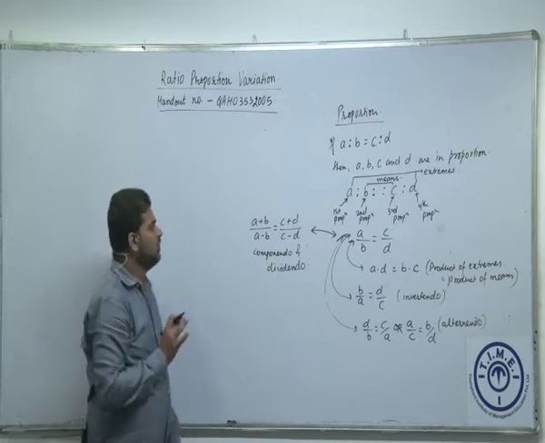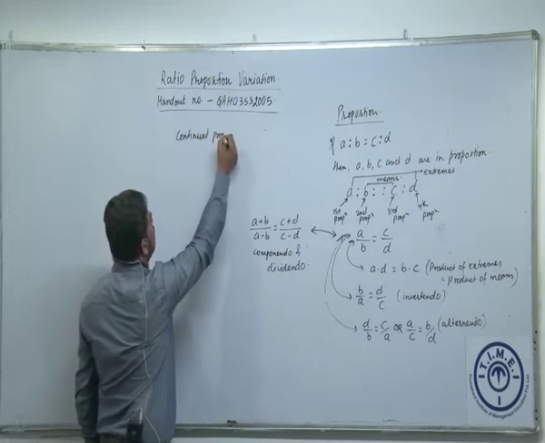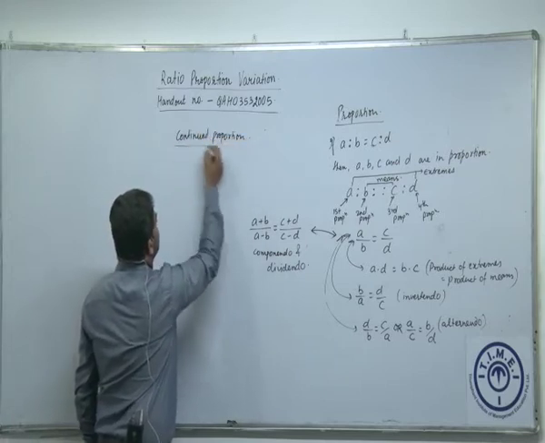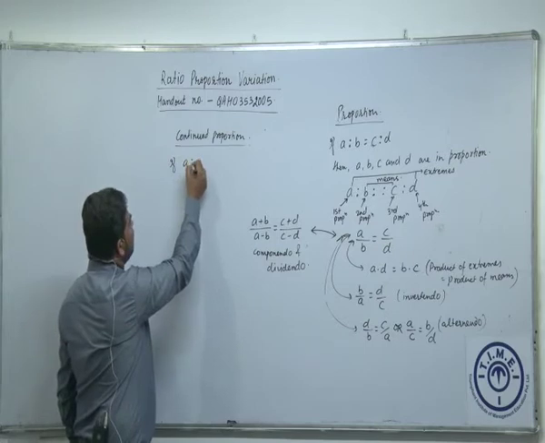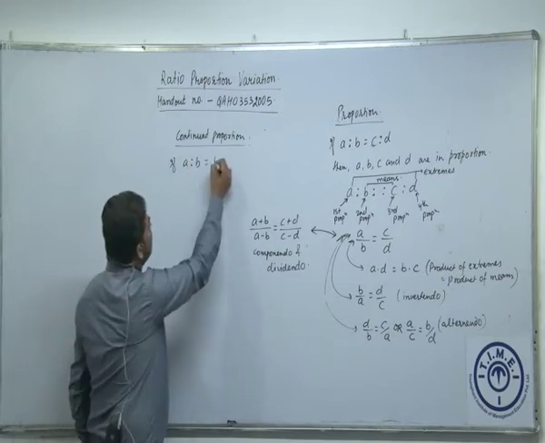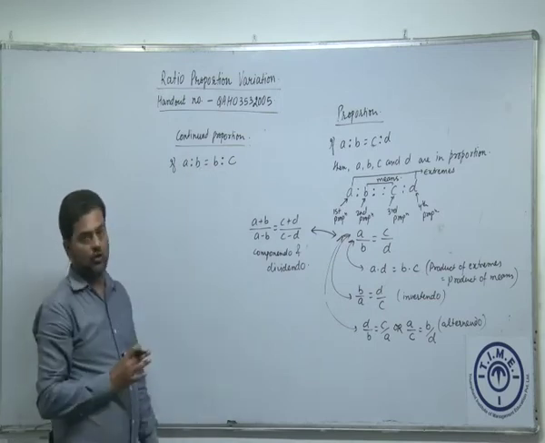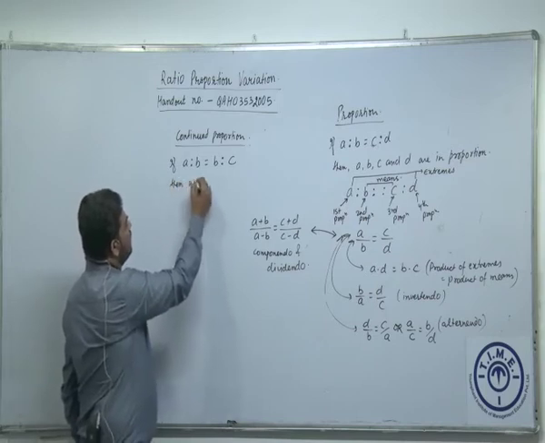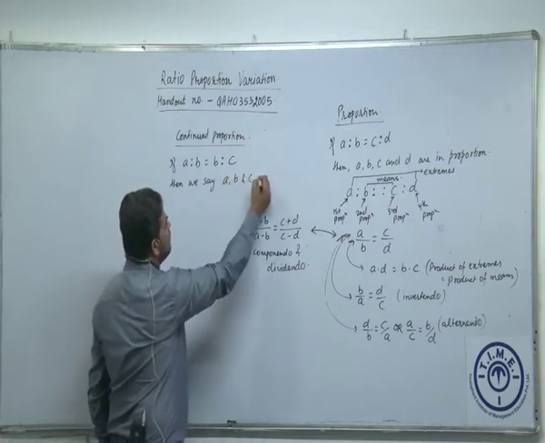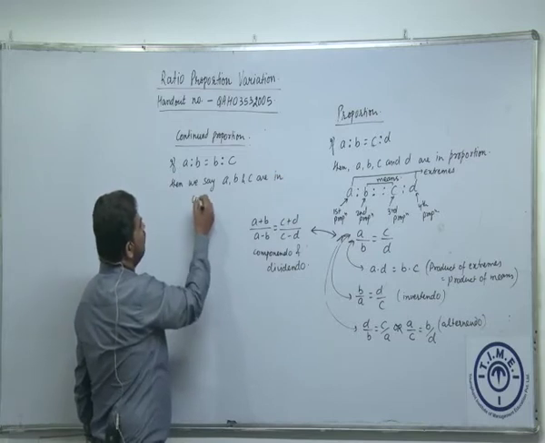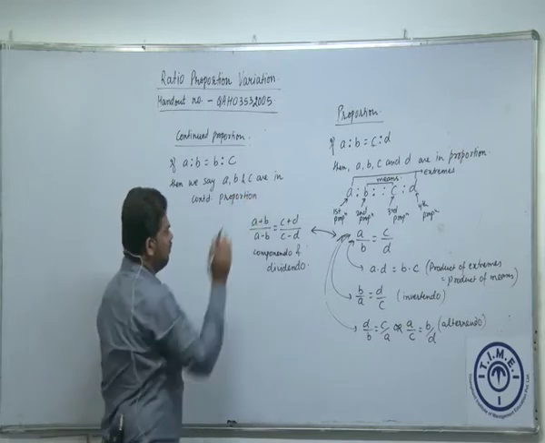But there is another concept which is known as continued proportion. What happens in a continued proportion? In this case, we say if A is to B is equal to B is to C, can you say B is continued from the first ratio into the second ratio also? Then we say that these three numbers A, B and C are in continued proportion.